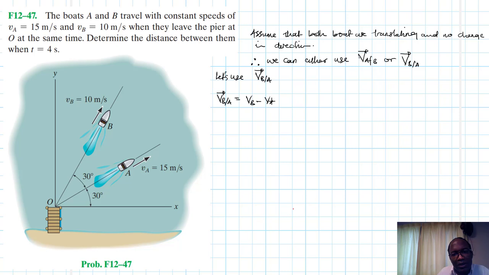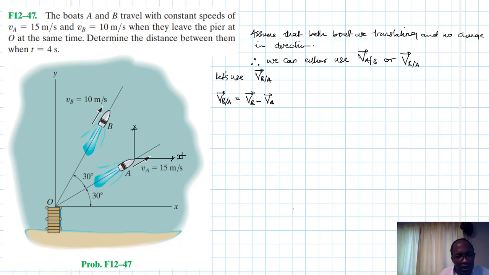VB minus VA. So VA and VB are absolute velocities, and by this we mean they are observed from a fixed reference frame, in our case point O. We are observing them from point O. And VBA is a relative velocity that we are going to observe from the translating reference frame, which will be A. So A will be our translating reference frame.